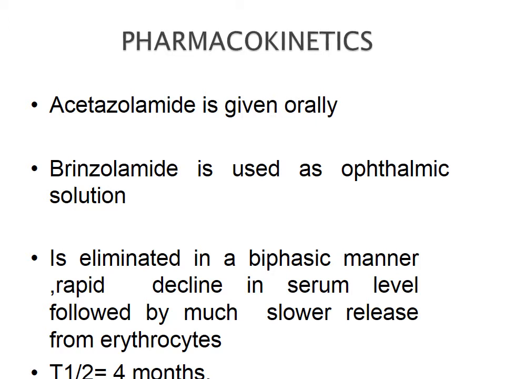It is eliminated in a biphasic manner: a rapid decline in the serum levels, followed by a much slower release from erythrocytes. So they are biphasic, rapidly declining from the serum level and then slowly released. The half-life of these diuretics is about 4 months.